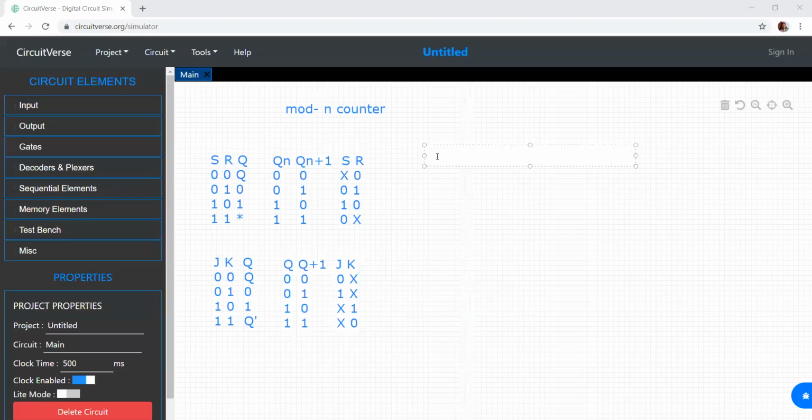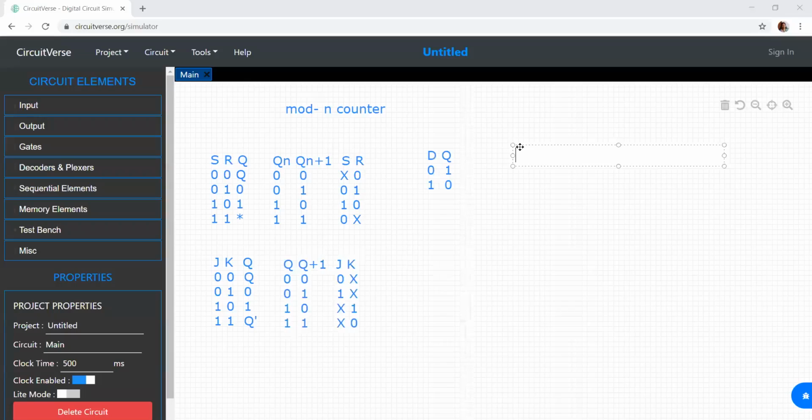Next we have the D flip-flop and T flip-flop. For D flip-flop, what is the truth table? If D is 0, Q is 0. If D is 1, Q is 1. I have only one input and one output. Q is always the output. In the truth table, Q is the output. In the excitation table, Qn and Qn plus 1 are the inputs, and D will be the output. So this is the truth table for D flip-flop.